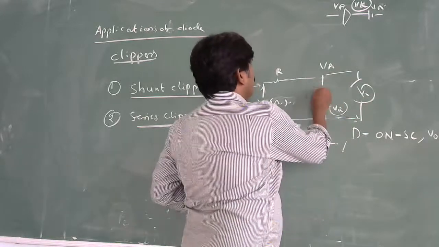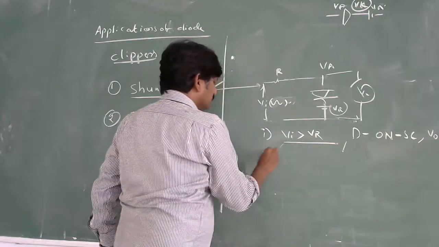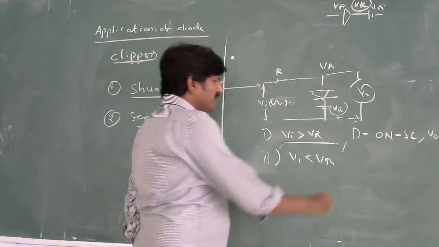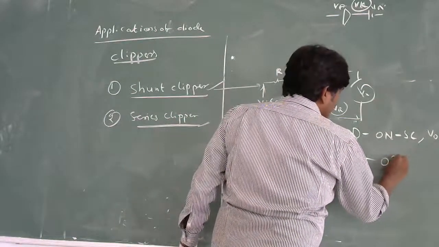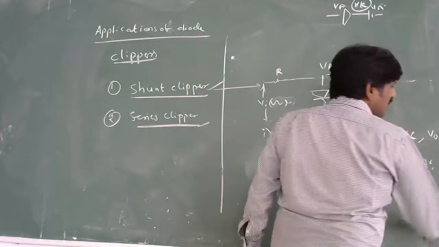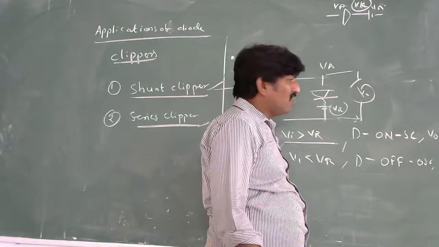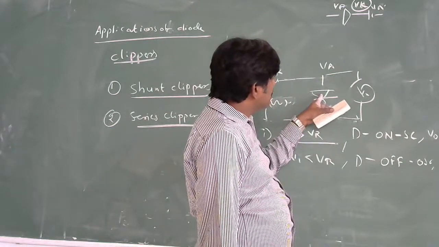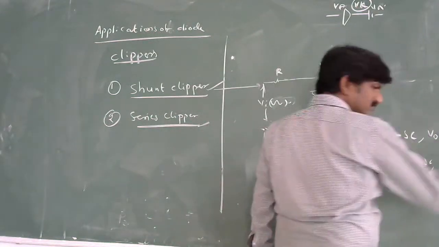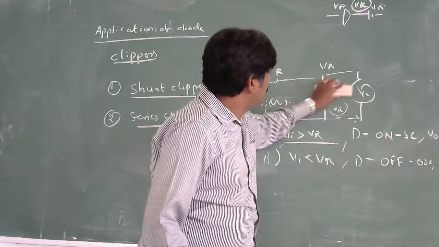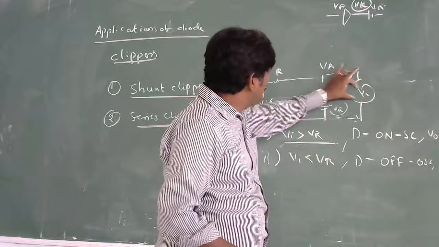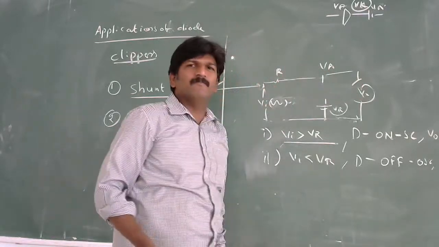Next point. When Vi is less than VR, then D is going to be off, acting like an open circuit. Then, when the diode is off, V naught is equal to Vi. Simple. When the diode is open, could you consider this VR? No, it is open already. This V naught is going to be considered as Vi.